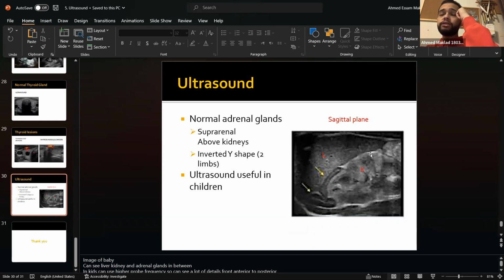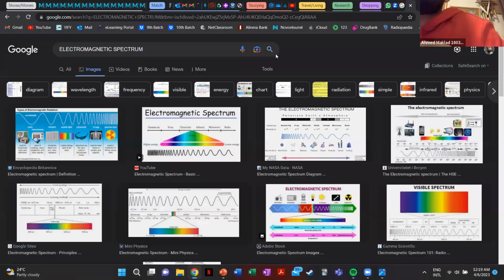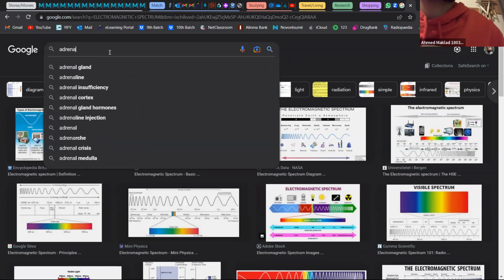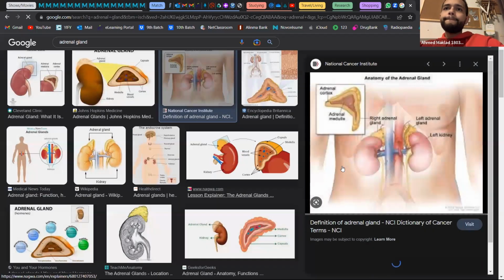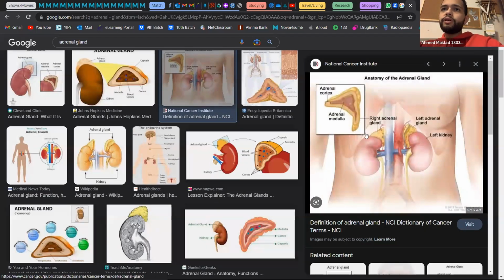This is just the adrenals. The adrenals sit on top of the kidneys. They have an inverted Y shape, right? So like this is a Y. They are like this. I don't know how to explain it. Wait, let me just show you a picture. I'm pretty sure you guys saw one. These are the adrenal glands right here. So if this is a Y, this is an inverted Y.